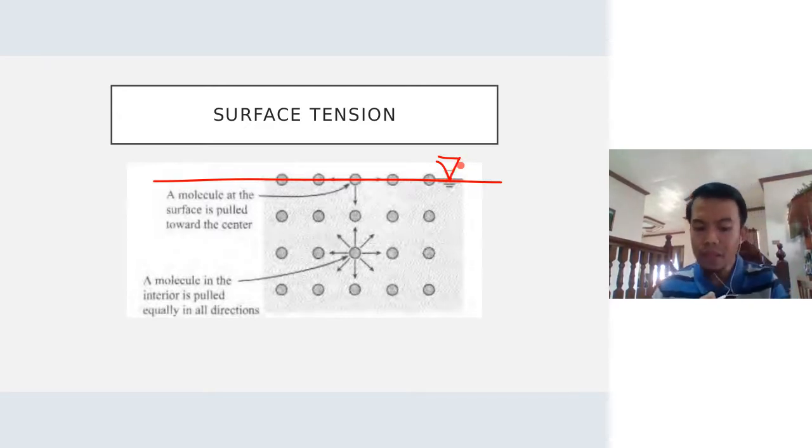So, the physical mechanism of surface tension is based on cohesive force. What do we mean when we say cohesive?